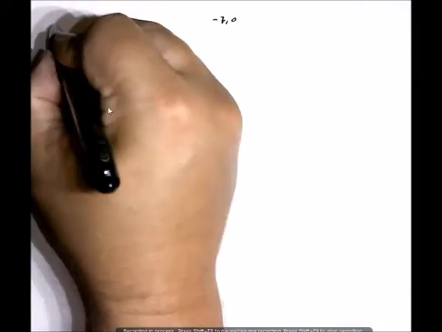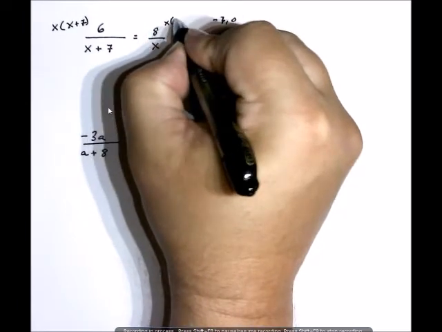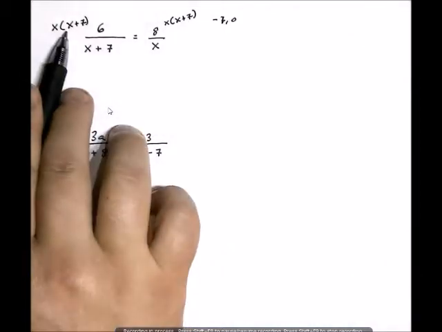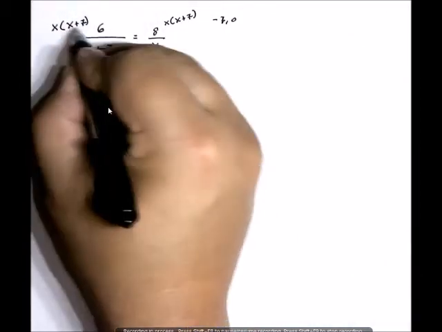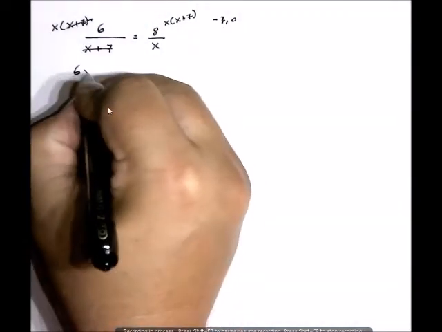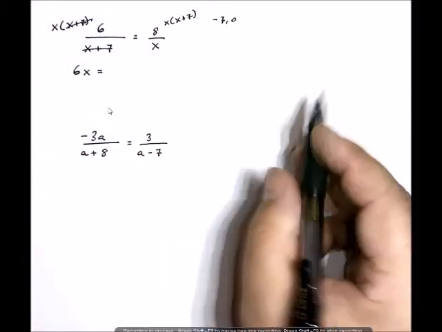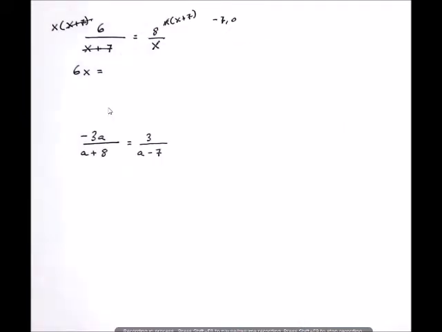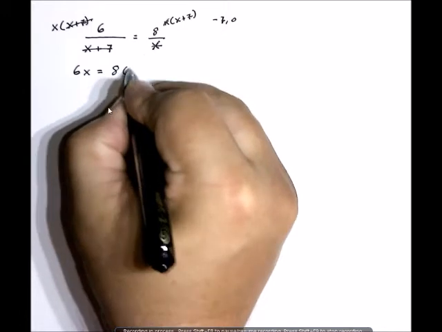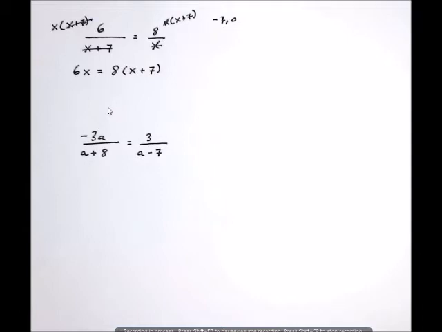And now what I'm going to do is multiply both terms by x times x plus 7. Well, x times x plus 7 divided by x plus 7 is just x. x times 6 is 6x. x times x plus 7 divided by x is x plus 7. 8 times x plus 7, and let's do this in 2 steps, is 8 times x plus 7. Now I just have to distribute that 8.